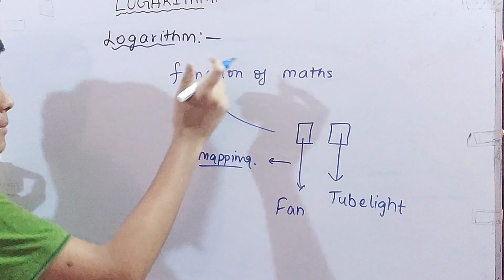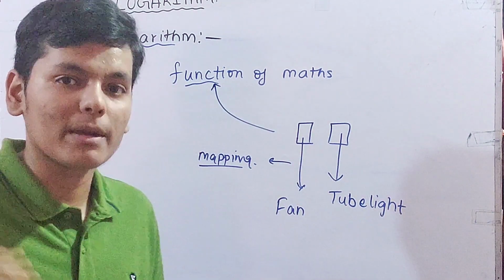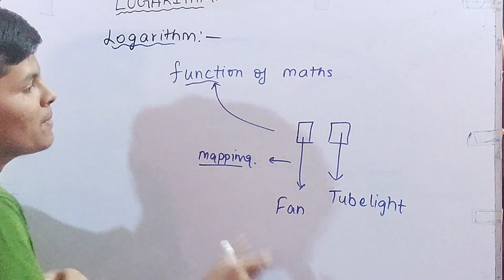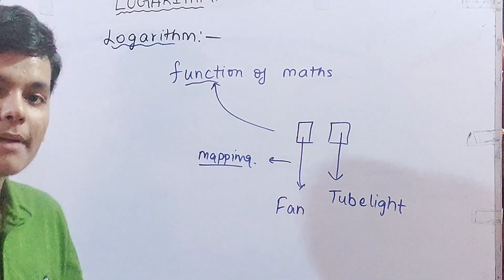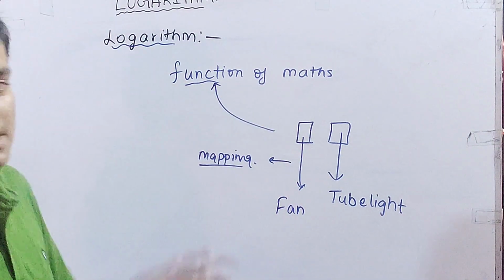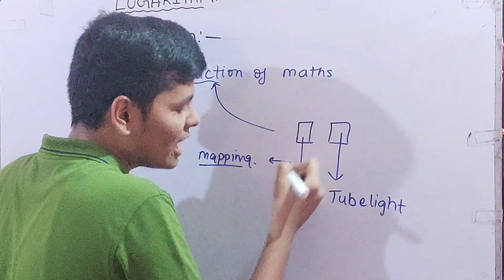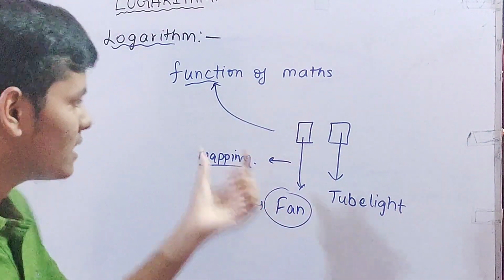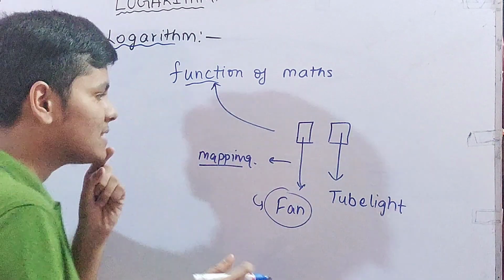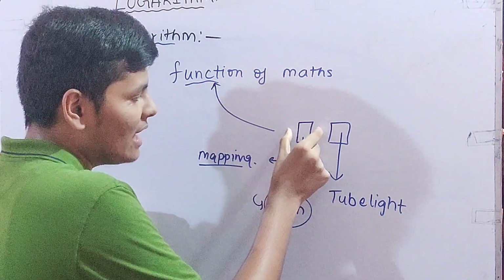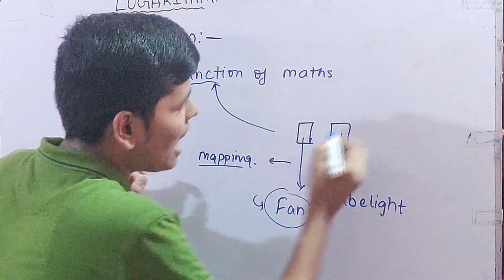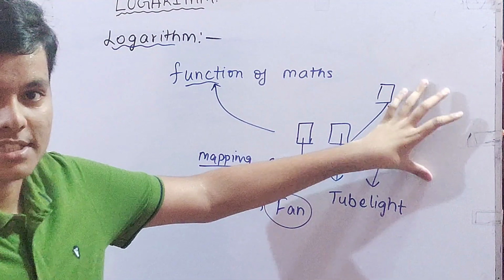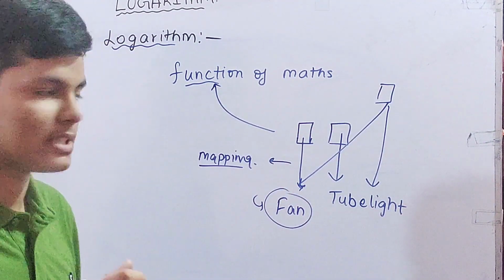Now, function is actually a very big topic in mathematics, but we'll be learning only a little bit that is required. So, function means when you apply the logarithm, you will get one specified value. Or if you have the specified value, then you have the logarithm to reach that specified value. So, it means that if there is a switch, you can turn on only one thing with that switch. If you have a switch which turns on both fan and tube light, then that is not a function. It is actually not a function.